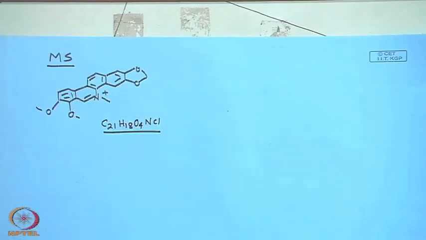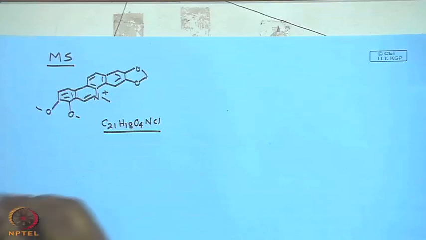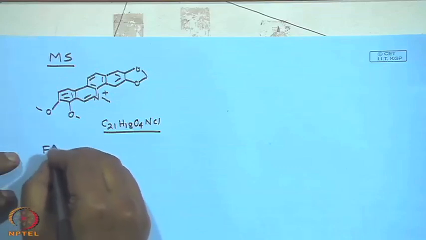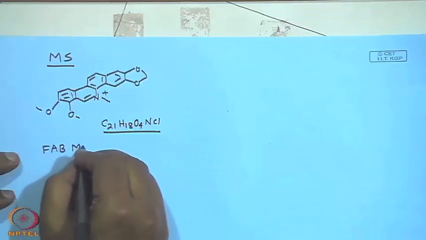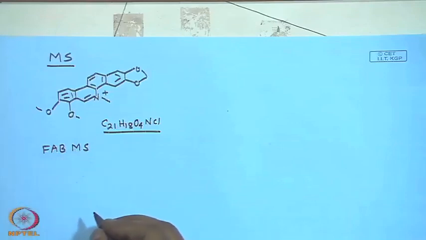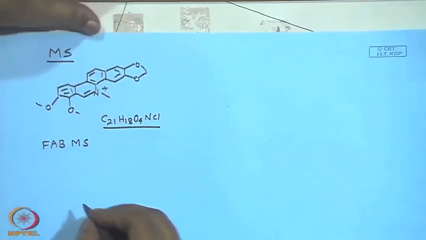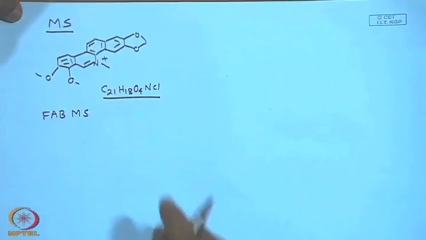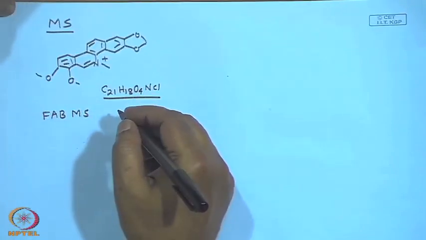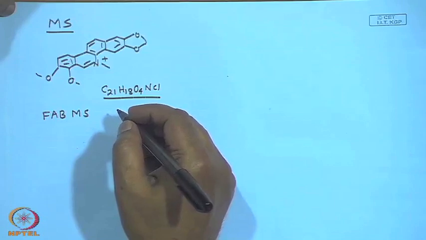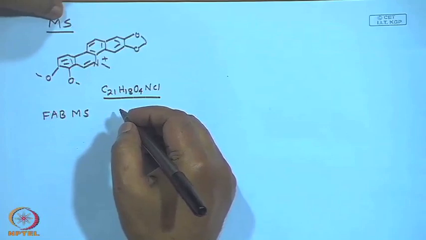You have just a single nitrogen, but if you record the FAB mass, right, FAB mass is no longer used these days. FAB mass is not very popular after the advent of ESI mass. ESI mass, you have to know this terminology.